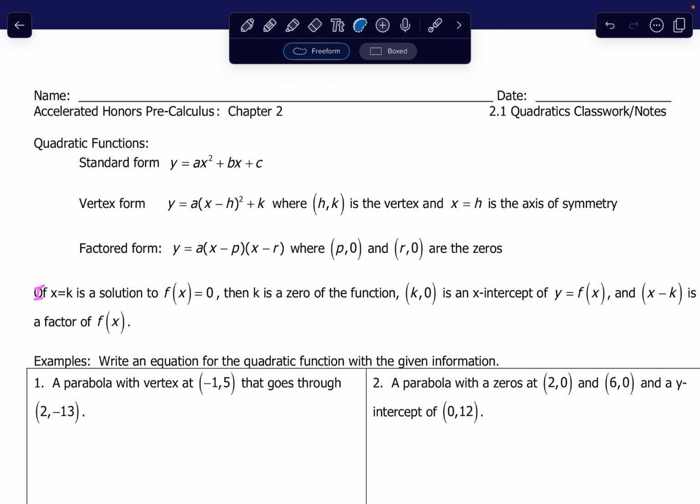Hello, I hope your test went well today, and here are the notes today on quadratics. This should be kind of a review, so I will keep a fast pace.